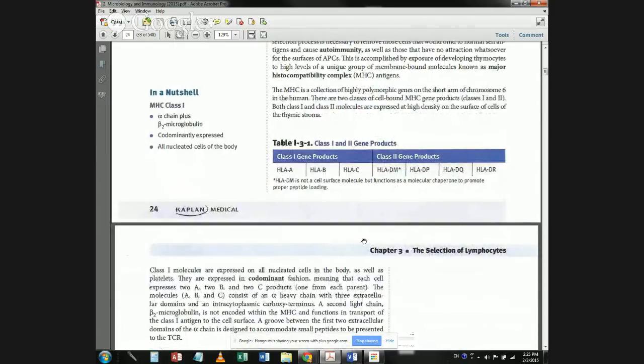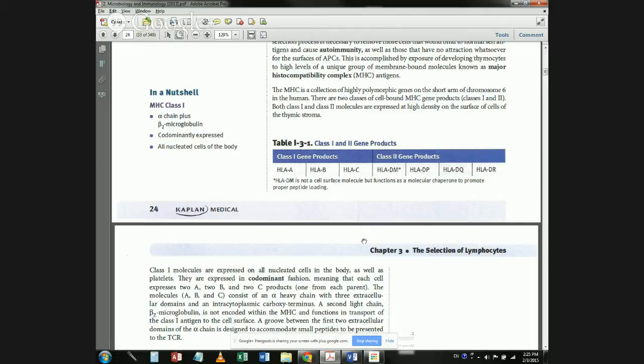So, class 1 molecules are expressed on all nucleated cells in the body, which means not red blood cells, because they don't have a nucleus. But here they say as well as platelets. They are expressed in a codominant fashion, meaning that each cell expresses 2 A, 2 B and 2 C products, one from each parent.